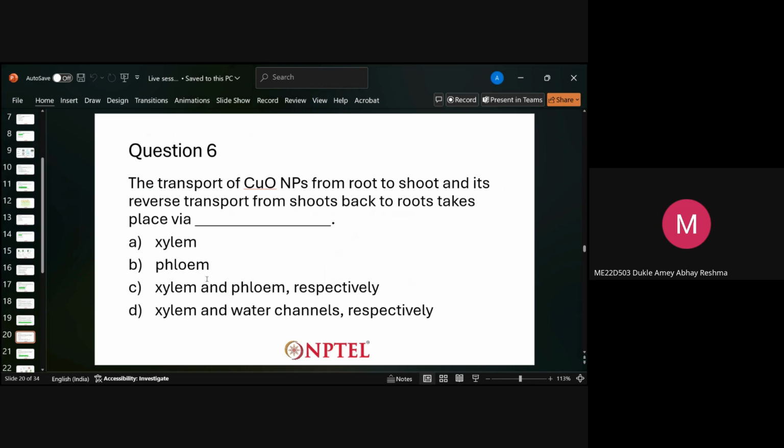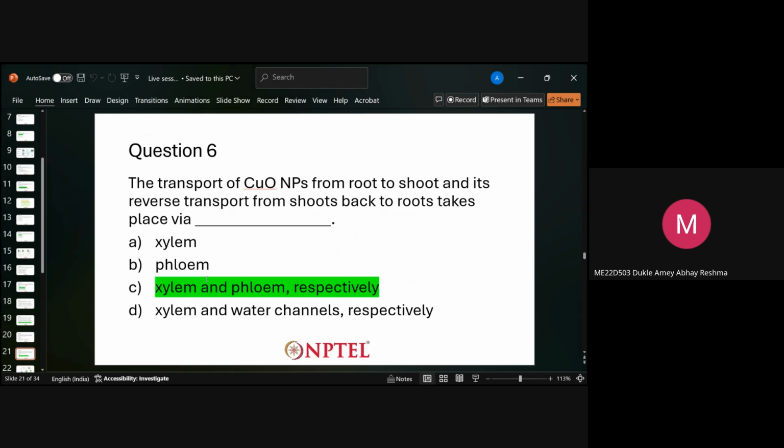So basically, whether it takes place through xylem, whether it takes place through phloem, or what the third option is: from root to shoot takes place through xylem, and the reverse transport takes place through phloem, and whether it takes place through xylem and water channels, respectively. So the answer is xylem and phloem respectively.